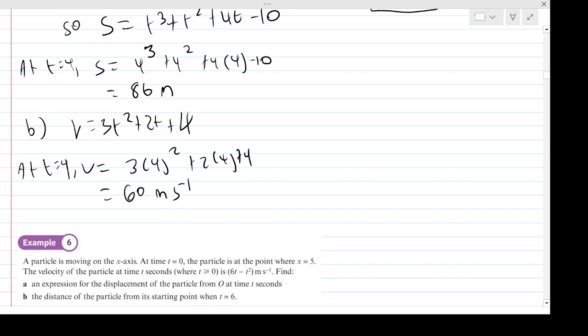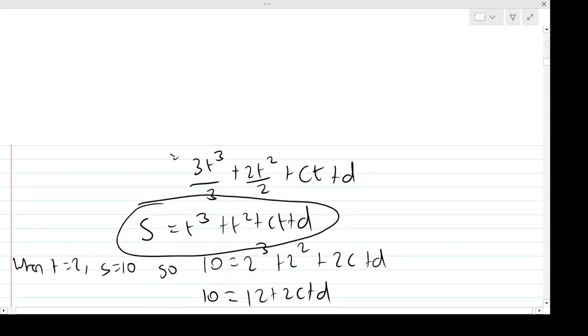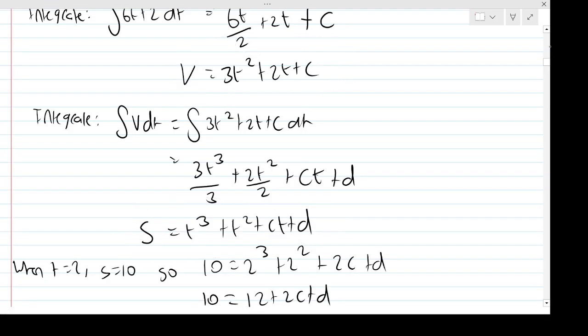Because we found the displacement, you don't need to differentiate to get back to the velocity, because we found the velocity anyway. So I'm just reusing the working to not do any more working than I need to do. You didn't need to differentiate the displacement to get the velocity, because we already have it. It was here.